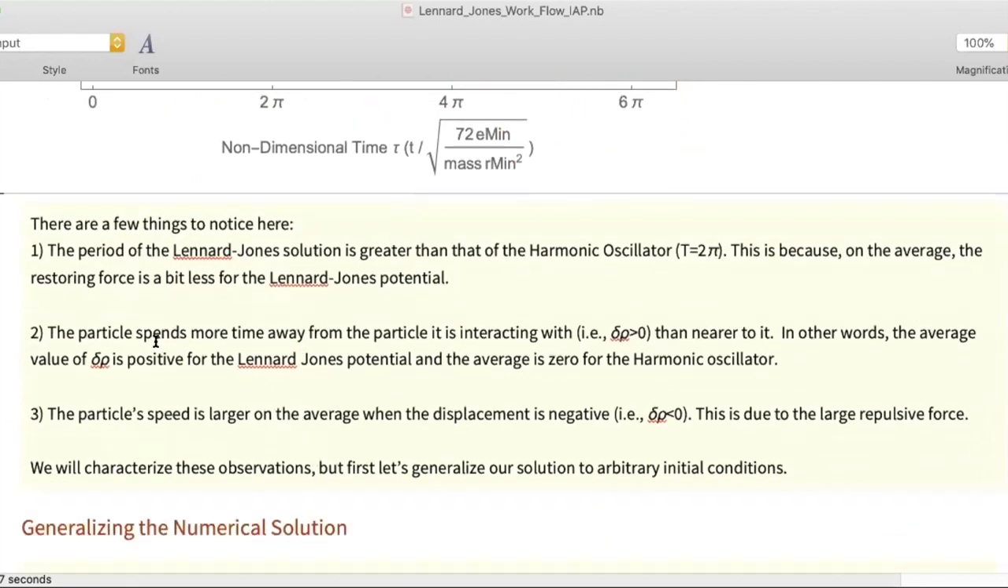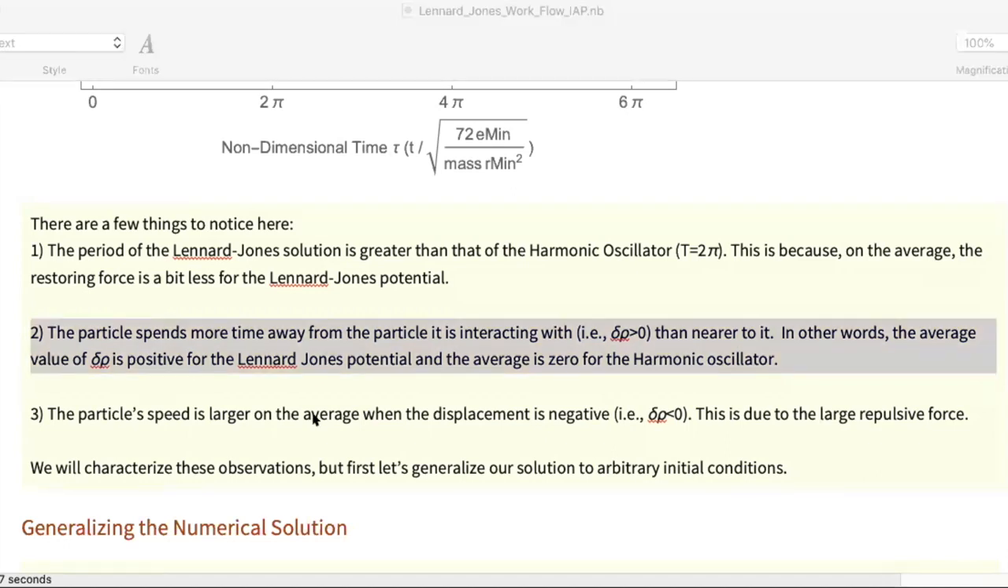One thing that we might see is this particle spends more time away from the other system. Let's see if we can extract that particular bit of information. So let's dig a little bit further and see if we can extract what the period is as a function of the initial conditions.